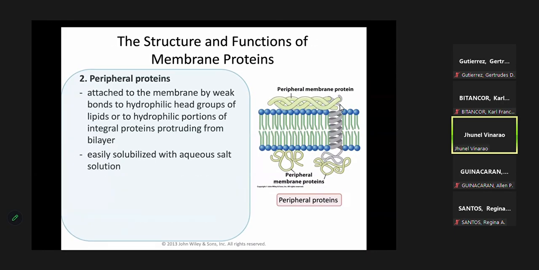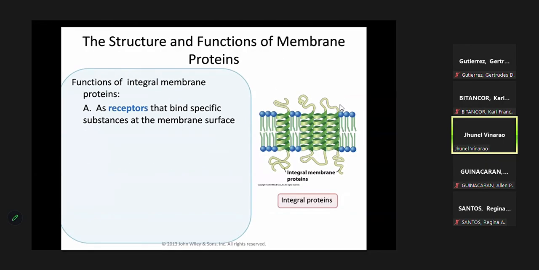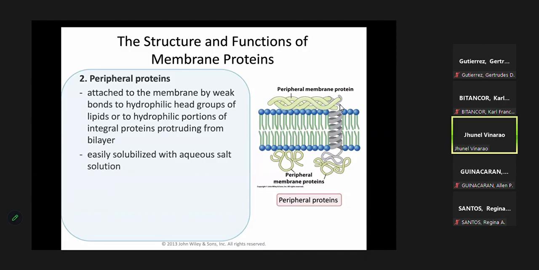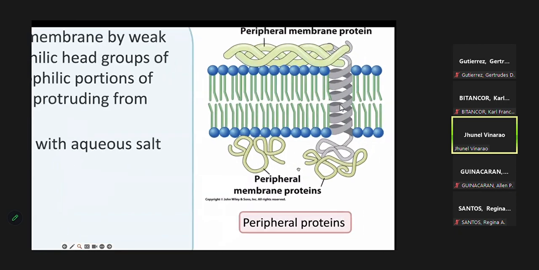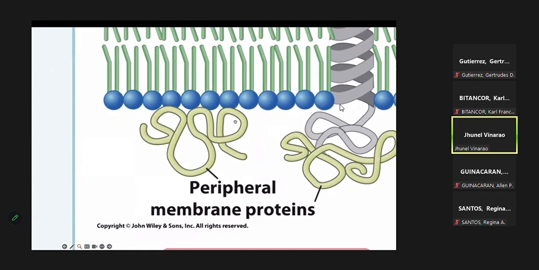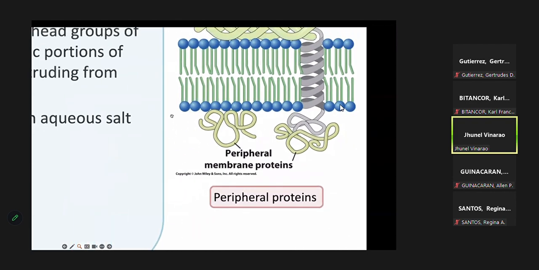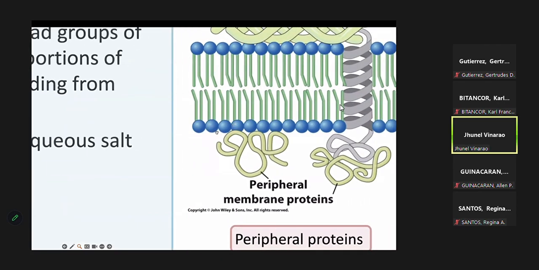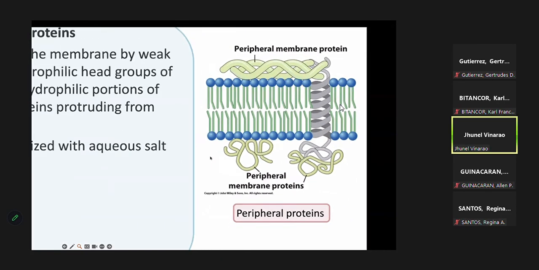So we have three. Let us repeat the first: this is an integral protein. The peripheral protein has only a weak interaction with integral proteins, or a weak interaction with the lipid head. More likely, the interaction is zwitterionic, just weak interactions.